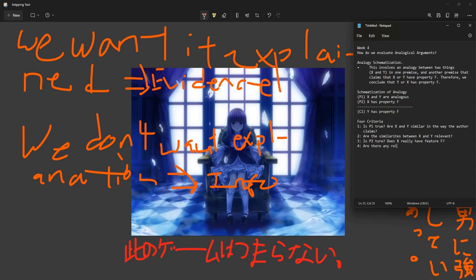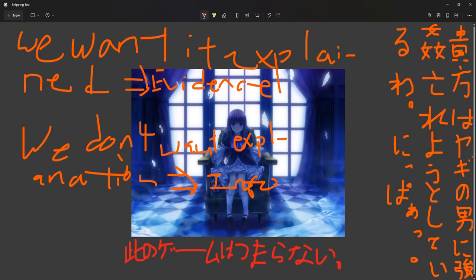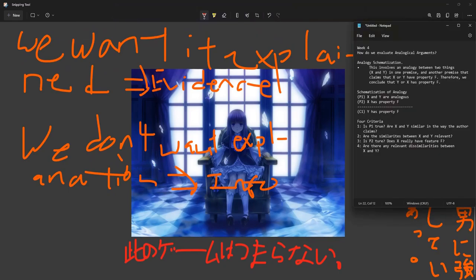4. Are there any relevant dissimilarities between X and Y? If all four of these criteria check for goodness as positive, then this is how you'll schematize an argument, and here's how you'll test the analogous argument to make sure it works. Otherwise, it's flawed. Good. We have finished this super long review.